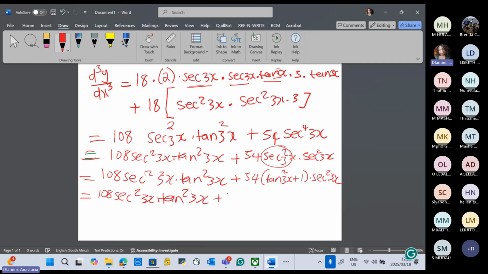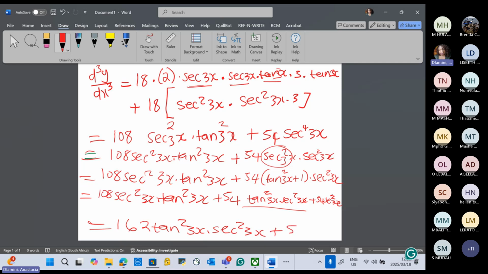So this becomes 108 sec squared 3x times tan squared 3x plus 54 tan squared 3x times sec squared 3x plus 54 sec squared 3x. Then you can see this is the same as that. So this is 162 tan squared 3x times sec squared 3x plus 54 sec squared 3x. Do you see now it looks exactly like the one in the textbook? By simplifying that.